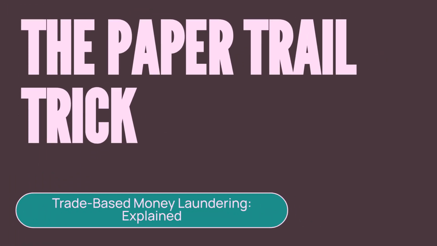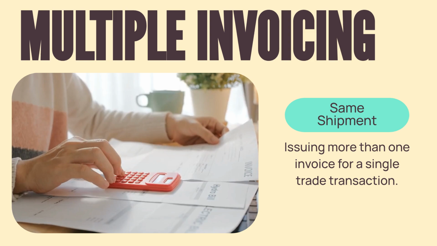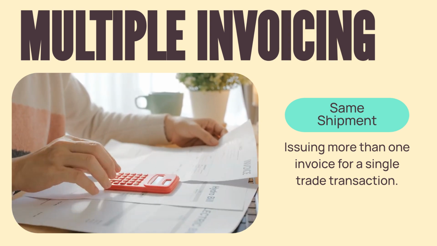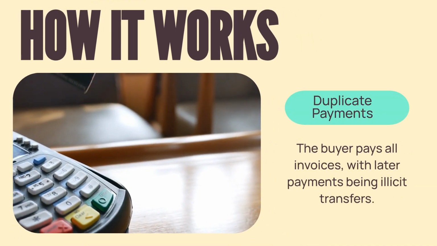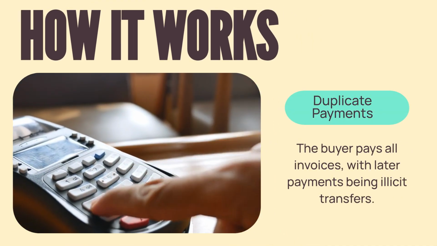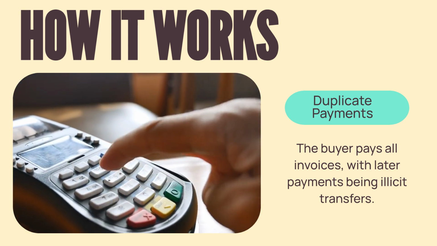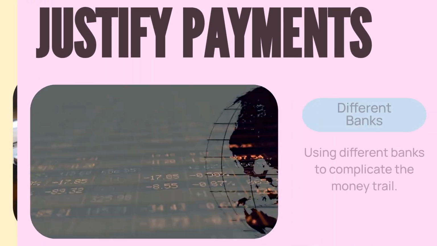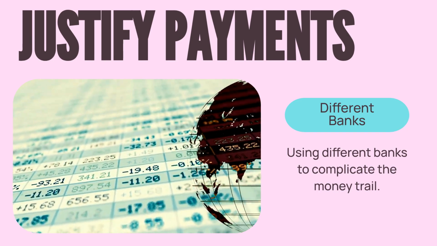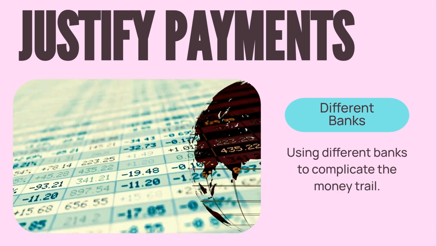The paper trail trick is all about documentation fraud, specifically issuing multiple invoices for the same shipment. Multiple invoicing is when criminals issue more than one invoice for the same shipment of goods, justifying multiple payments to move illicit funds across borders. The seller invoices the buyer multiple times for the same goods. The buyer pays all invoices, with the first covering the legitimate cost, and subsequent payments acting as illicit fund transfers disguised as trade settlements. Criminals often use different financial institutions to process these multiple payments, which further complicates the money trail and makes detection significantly harder.